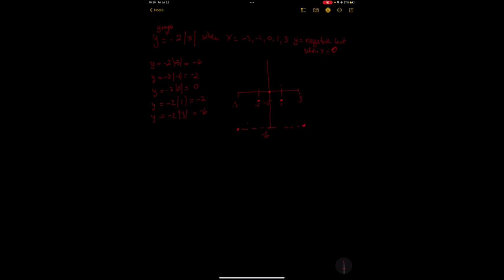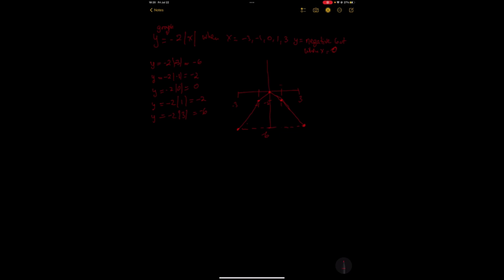So what does that look like? Of course, if you know what the absolute value is, it is shaped like a V. So that would be this, and then an upside down V. So this would be the absolute value. That's what it would look like.